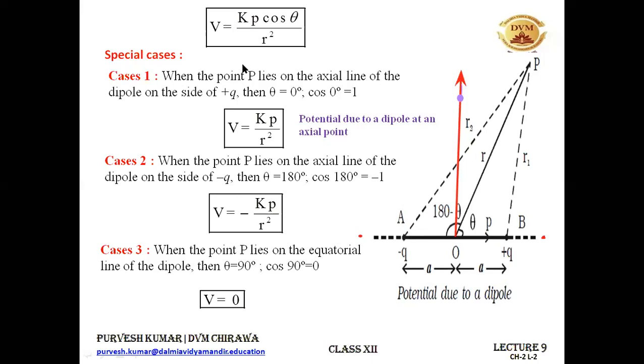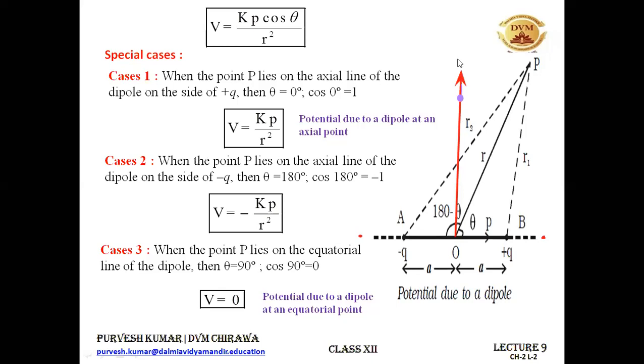So we can say that the potential due to a dipole at an equatorial point is equal to 0. If you find the electric potential at an equatorial point of a dipole, it will always come out to be 0. It does not matter at all at what distance from the center the point is located, because it will be 0 whether the point is located over here or here or here. On any distance on the equatorial line, the electric potential due to a dipole is 0. All right, so this is all about the derivation of the electric potential due to a dipole.